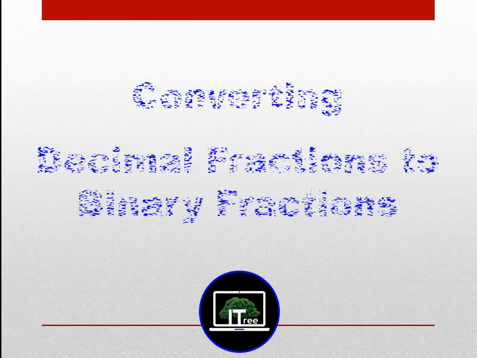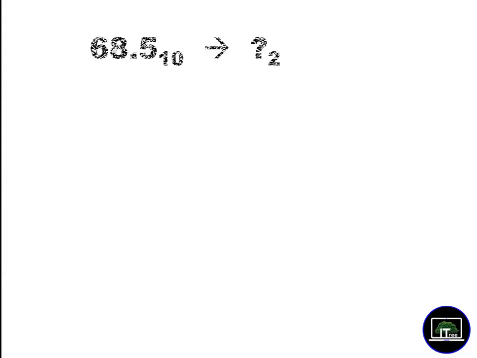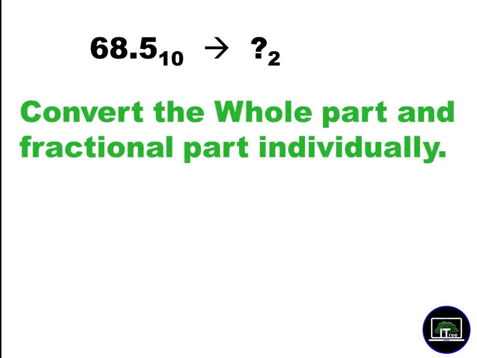We'll take a few examples and see how this could be performed. First we are discussing how to convert the decimal fraction to the binary fraction. Look at this number now. We are going to convert it. But here is a basic concept: you are converting this number as two sets. The whole part will be converted separately, and the fractional part will be converted separately. You make two calculations.